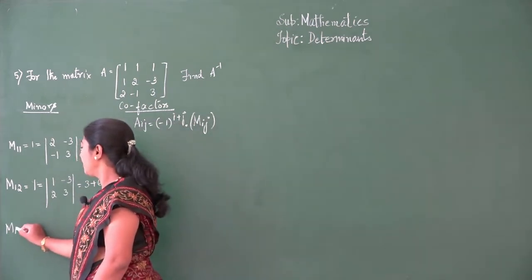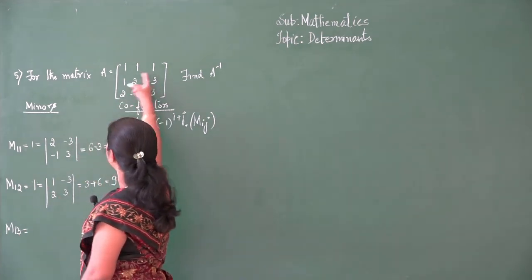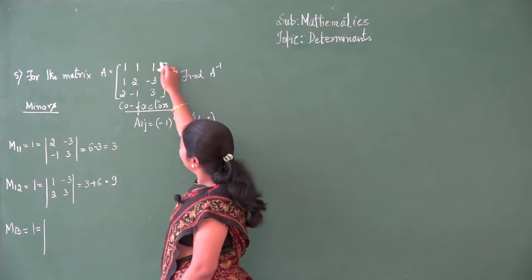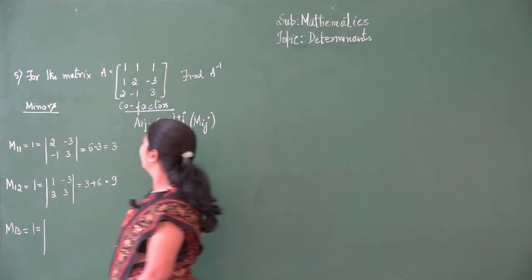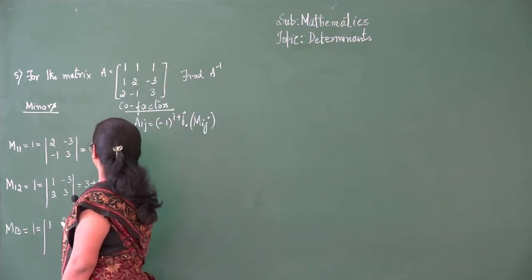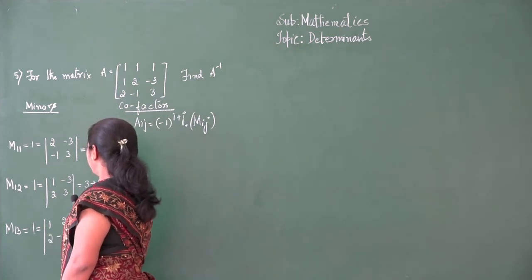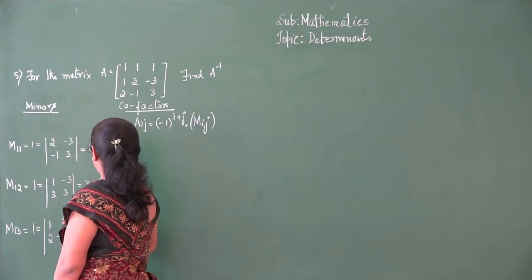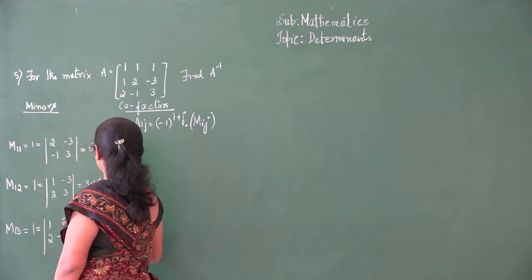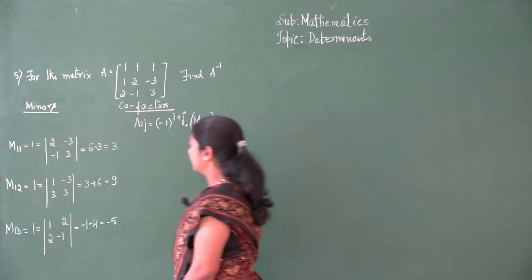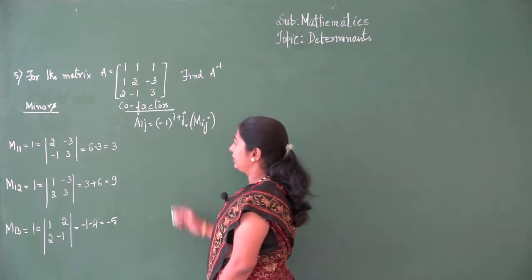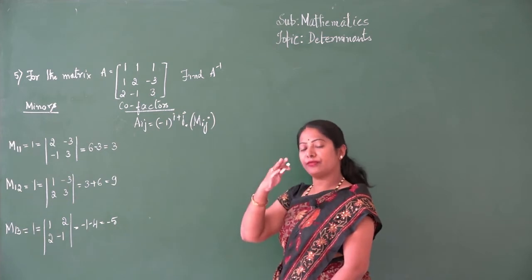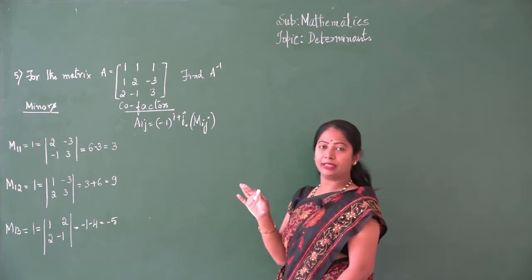Next, M13, which is the element we are considering here, 1. Supposed to leave that row and that particular column. What are the elements left out? 1, 2, 2, minus 1. This will be minus 1, minus 4. It will be minus 5. This is M13.